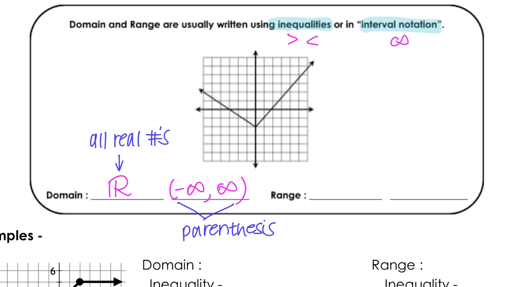So that's the domain in inequality and interval notation. Now I'm going to do the range. Now this doesn't work as well, darn.